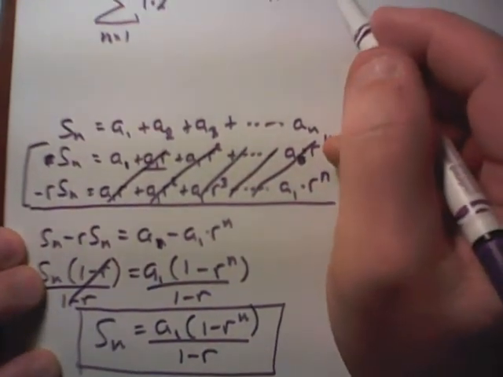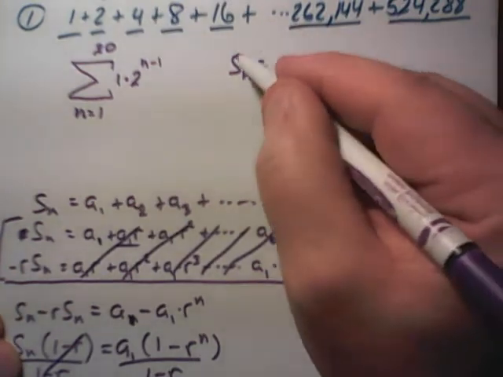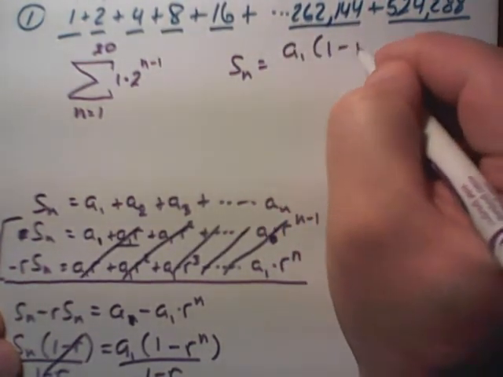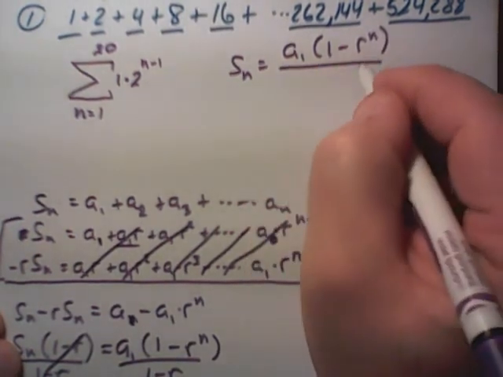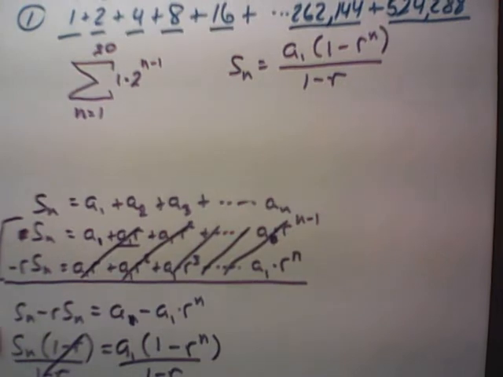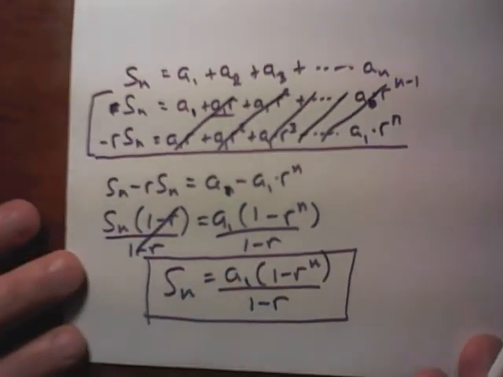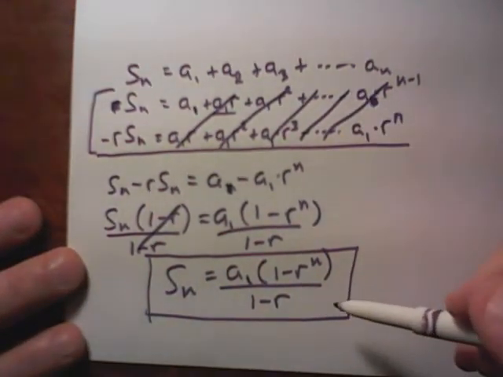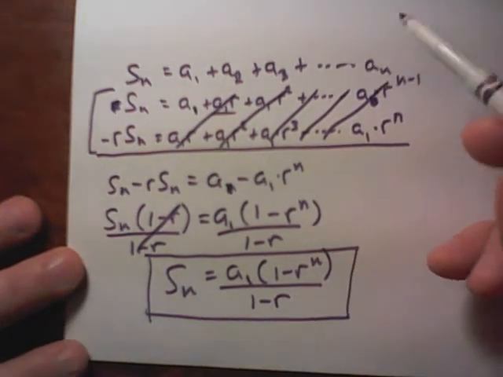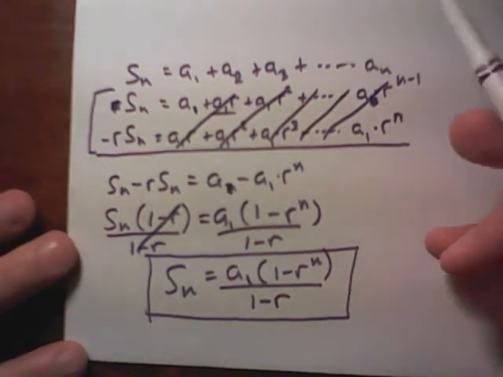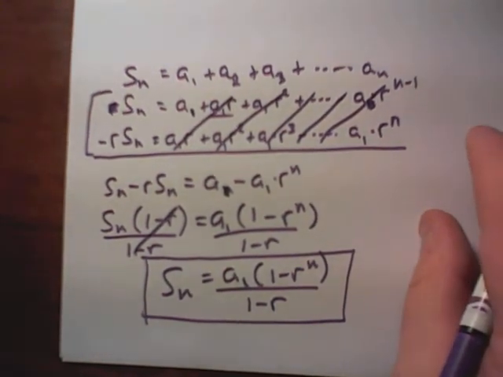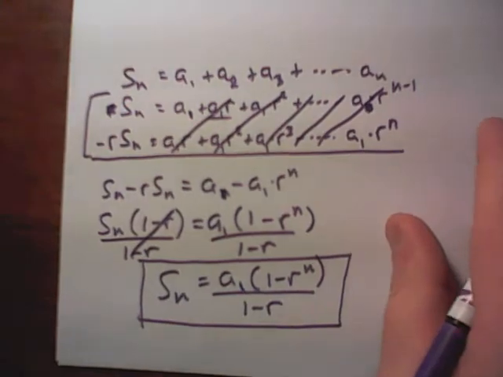So let's transfer this formula up here. Again, S sub n is going to equal a sub 1 times 1 minus r to the nth power over 1 minus r. Now, I will not ask you on a quiz or a test to develop this formula, but I do want you to understand why it works, and that's why I wanted to go through it. I just didn't want to say, here's a formula that works, and have you have no idea why it works the way that it does.